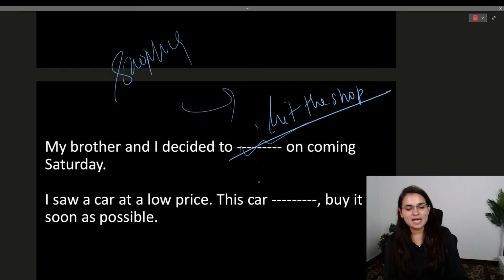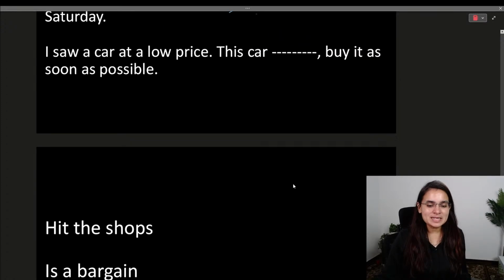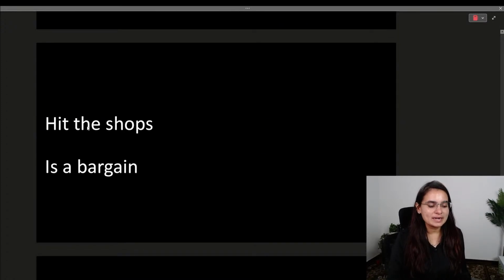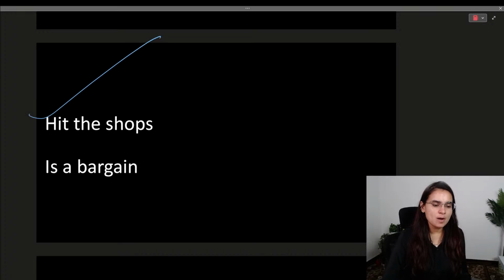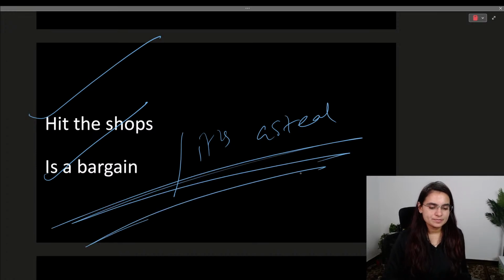Okay. I saw a car at a low price. This car dash, buy it as soon as possible. Yes, we don't decide to shoplift. Nobody decides to shoplift. This car is a steal or it's a bargain. Any idiom or phrase will work here. Good job done.